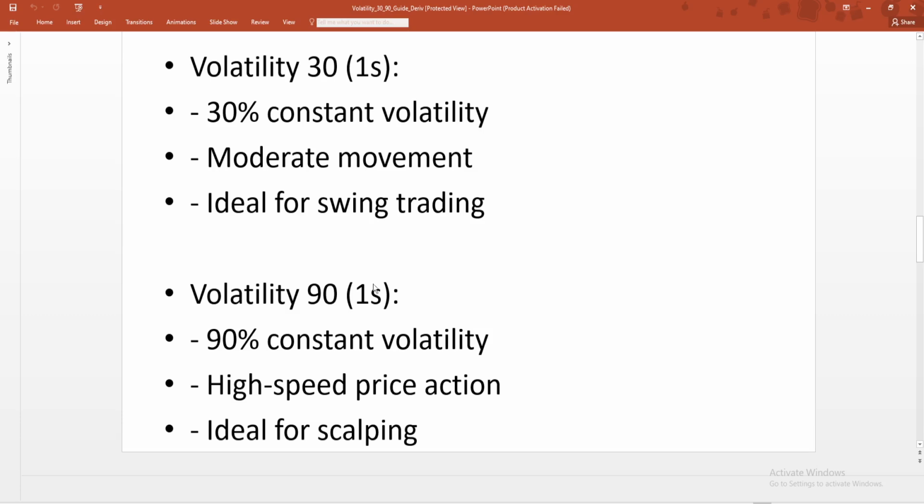All right, so that is basically the difference between Volatility 30 1S and 90 1S. The 30 and 90 define the level of price movement, or the level of volatility, in that particular market. All right, let us go.